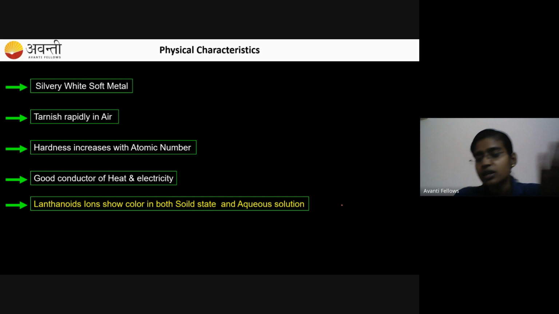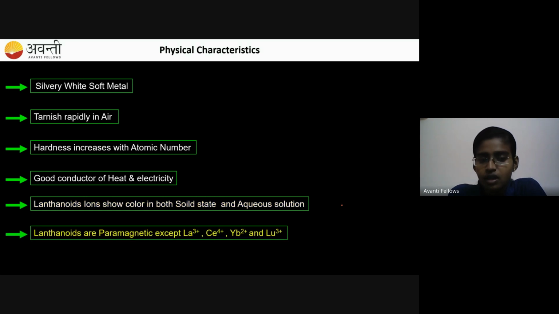D block metal ions show color only in aqueous solution, but lanthanide ions show color in both solid state as well as in aqueous form. And they are paramagnetic except for these: lanthanum 3+, cerium 4+, ytterbium 2+, and lutetium 3+. So why is there an exception here?